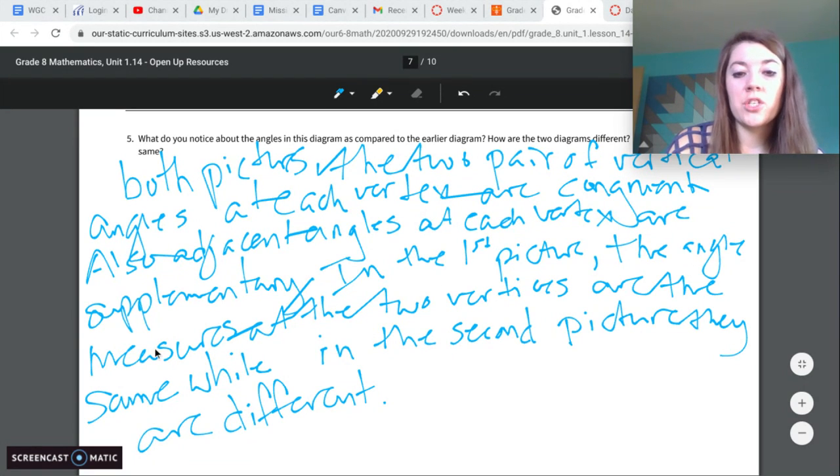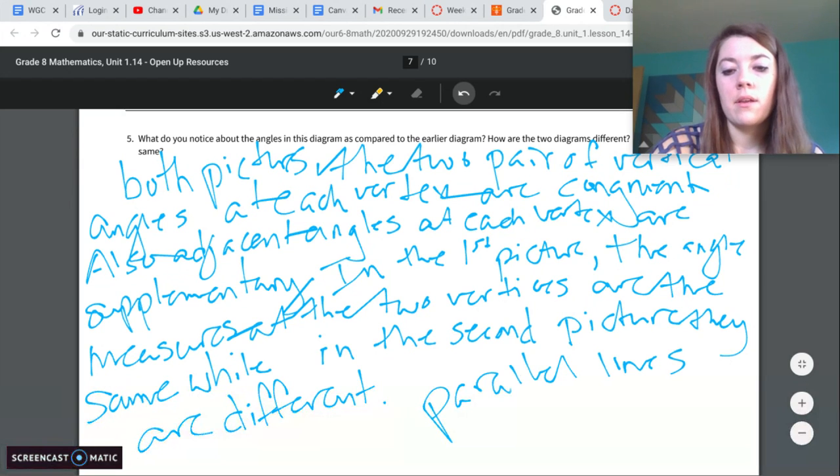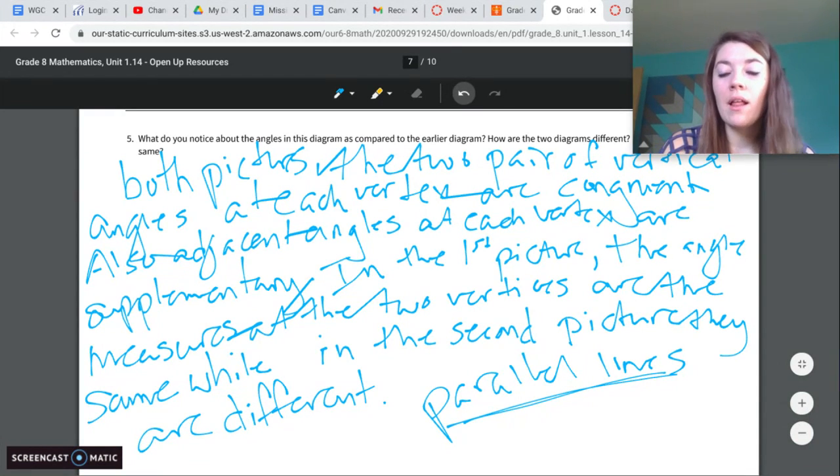In the first picture, the angle measures at the two vertices are the same, while in the second picture, they are different. So in that last one that we did, they're different, whereas in those first two, they were the same. So the key thing there was parallel lines. We have to have parallel lines in order to have alternate interior angles.